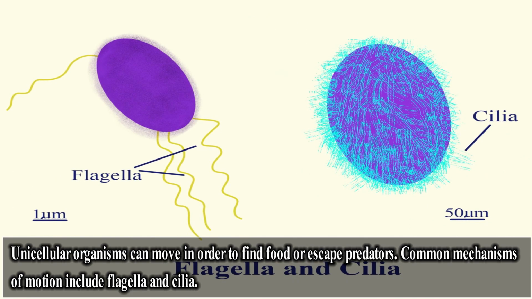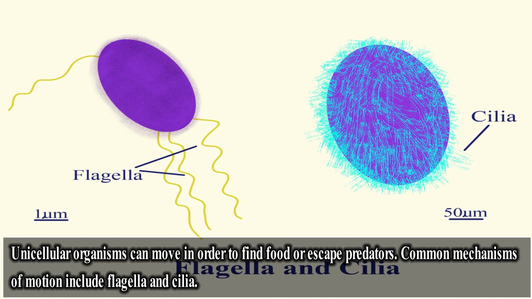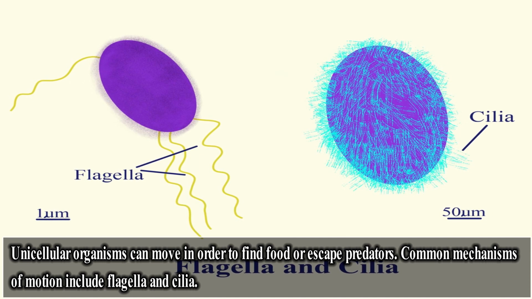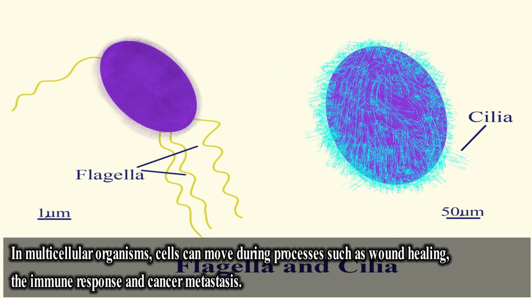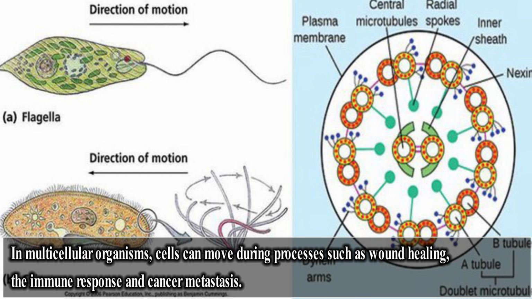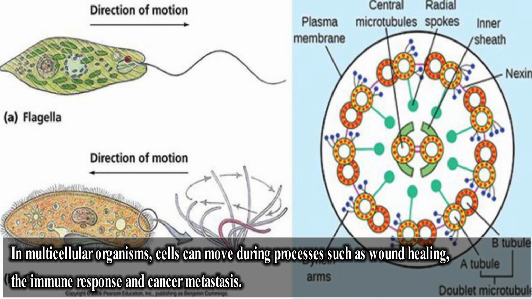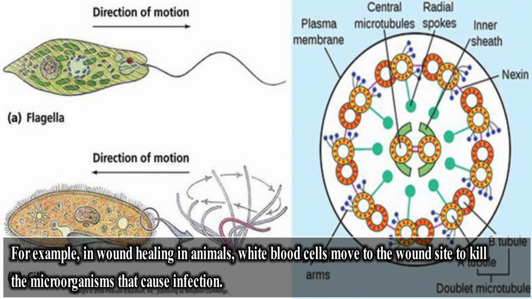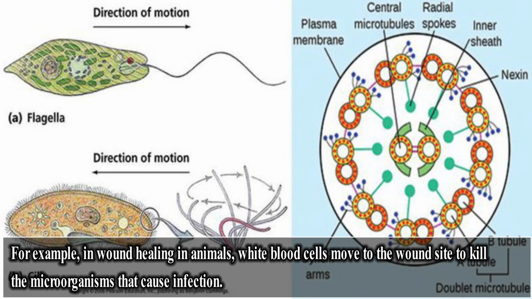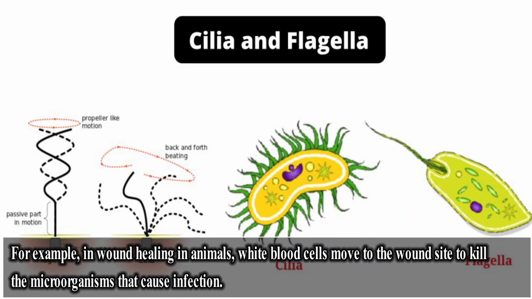Unicellular organisms can move in order to find food and escape predators. Common mechanisms of motion include flagella and cilia. The cells of multicellular organisms can move during processes such as wound healing, immune response and cancer metastasis. For example, in wound healing in animals, white blood cells move to the wound site to kill the microorganisms that cause infection.